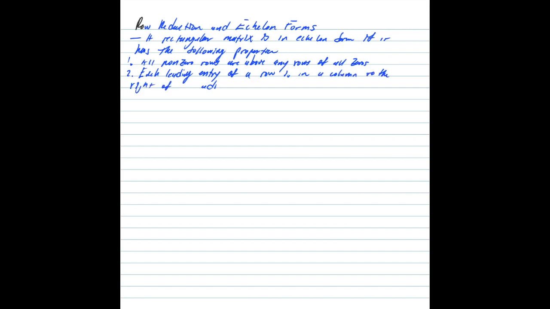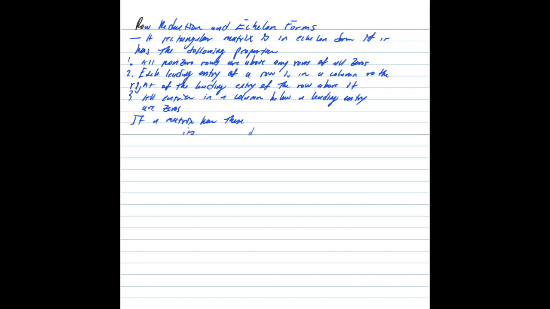And we can say that a rectangular matrix is in echelon form if it has the following properties. So 1, all non-zero rows are above any rows of all zeros. Property 2, each leading entry of a row is in a column to the right of the leading entry of the row above it. Number 3, all entries in a column below a leading entry are zeros. Here the leading entry is the leftmost entry, so the leftmost non-zero entry of a row.